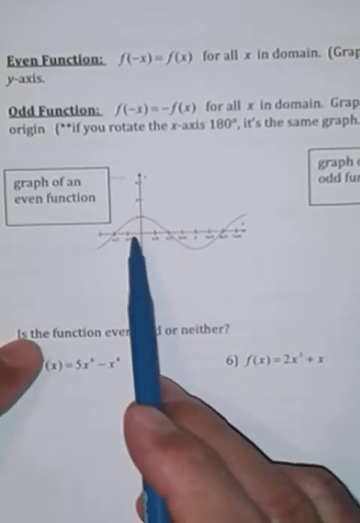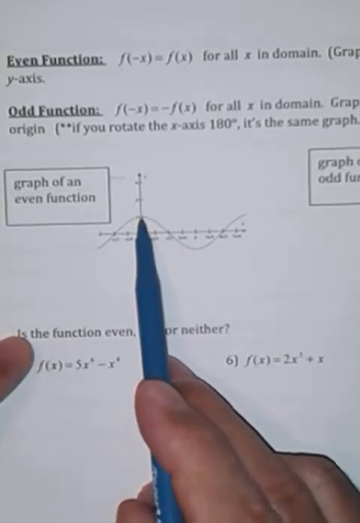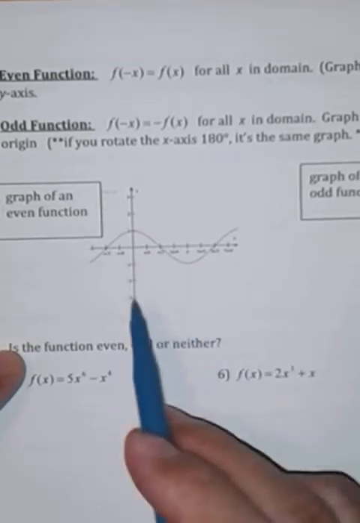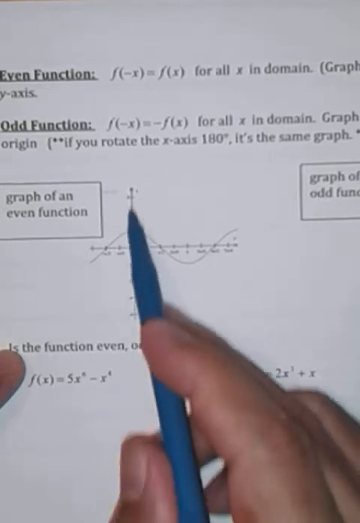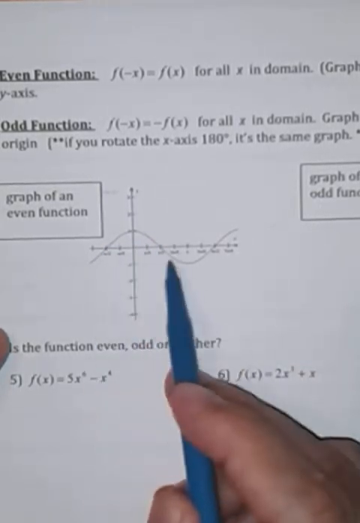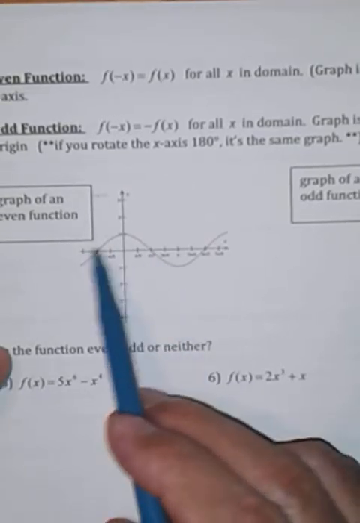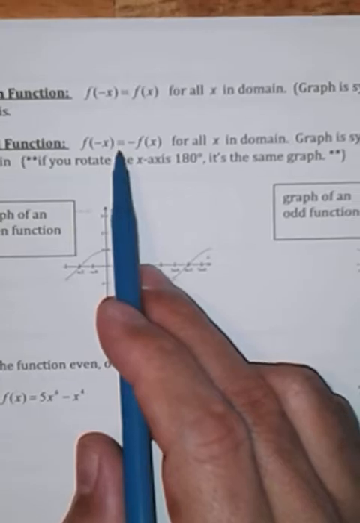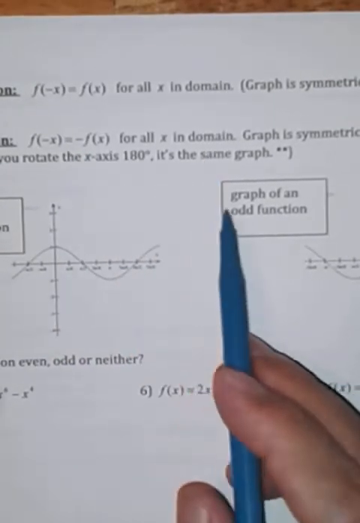Notice, by the way, if you put your nose on the mirror, it doesn't matter where you put it, it's going to be reflected right across. So it doesn't matter where the y-intercept is in this case, as long as every other point is a reflection across the y-axis. An odd function is a function such that f of negative x equals negative f of x for all x in the domain.